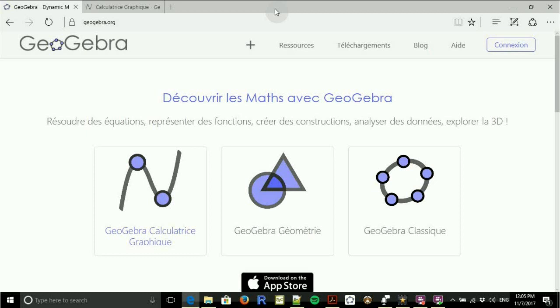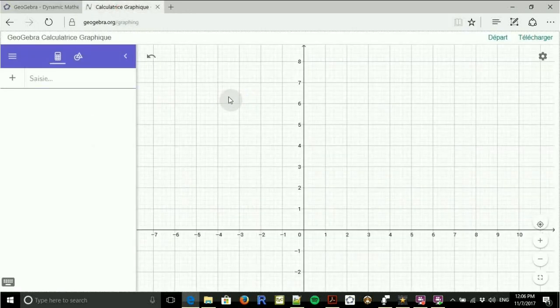So to graph this family of functions, we can go on the website geogebra.org. GeoGebra is a free software that will do plenty of things, but for right now what we want to do is graph a function and maybe vary the value of the parameter. So I'm going to click on the graphing calculator here. It takes me to this page.